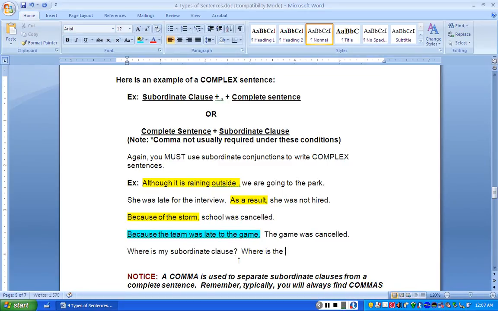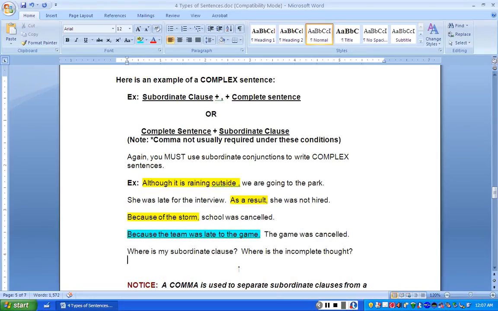Where is the incomplete thought? That's another way we can say it. It may not be perfect, but that's a good way of looking at it. So, where does it come? Is it at the beginning of the sentence, or is it at the end, or in the middle? It's at the beginning. That's a dangerous place for it to begin, but it's a great sentence if you write it properly. But it's dangerous because it can set you up for a fragment.